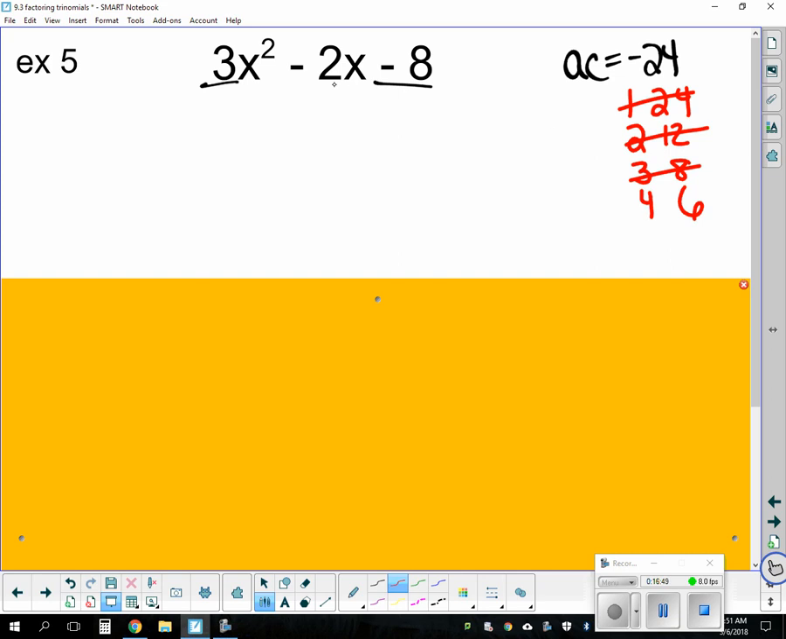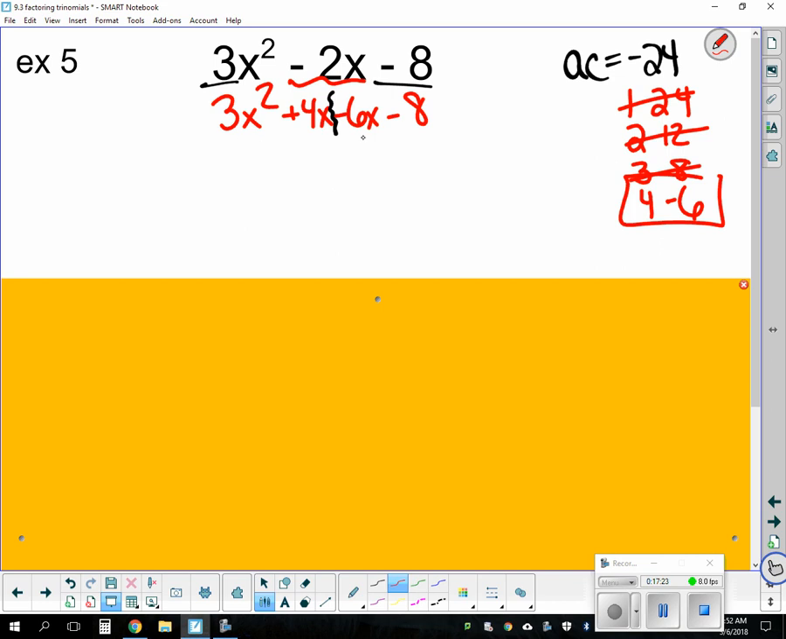What would your signs need to be to multiply to negative 24, which means one has to be positive, one has to be negative, and add to negative 2? So which one's positive, which one's negative? Hopefully you said positive 4, negative 6. Once you find those two numbers, you replace your middle term with them. So positive 4x, negative 6x, minus 8. This problem is still equivalent. It's still equal to itself.